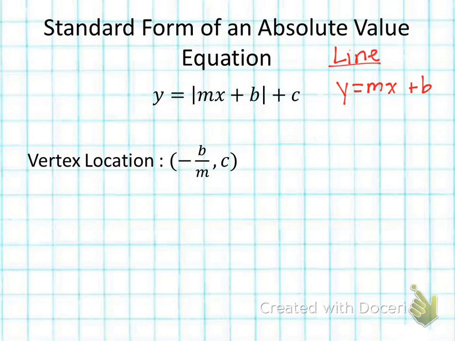The absolute value equation is very similar. You have an mx plus b, and we have an mx plus b here. Everything is equal to y. I want you to notice the similarity. The other thing I want you to notice is there's a c that's added outside the absolute value sign. Since the vertex is a central point, you need to memorize the vertex location. The way you figure out the coordinate is negative b over m, comma c. The c is an added number that's outside the absolute value.